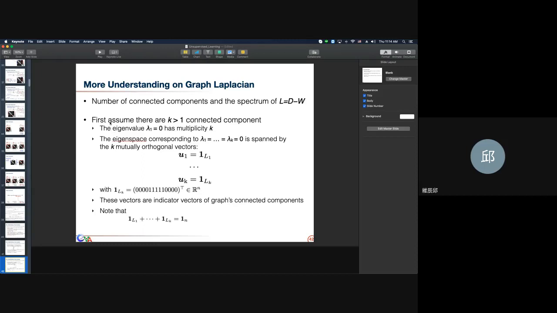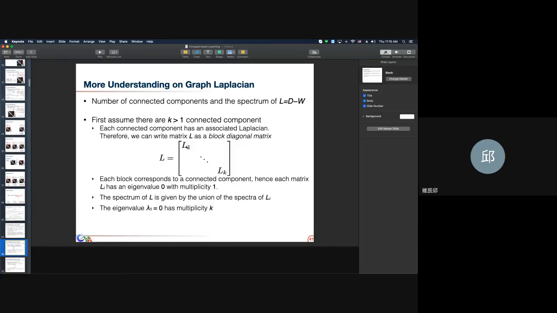Okay, so again, we would like to have a deeper look. Let's assume there are multiple connected components. That means this graph Laplacian matrix has k eigenvalues equal to 0. So for each eigenvalue equal to 0, let's try to check their corresponding eigenvectors.